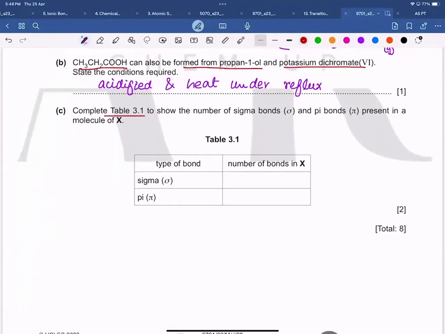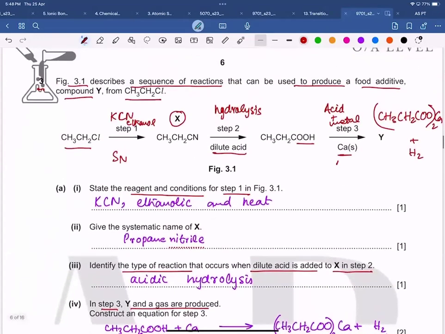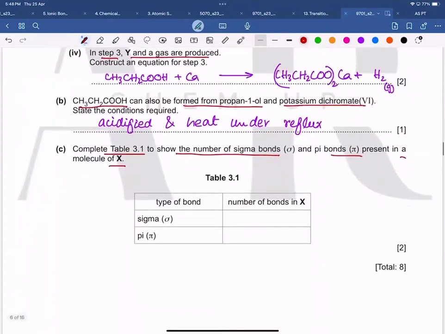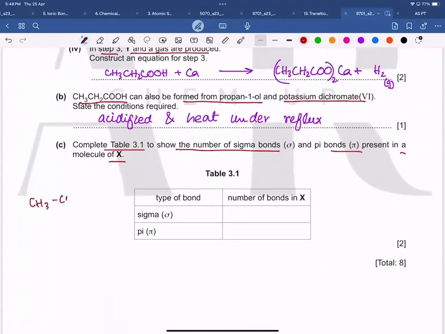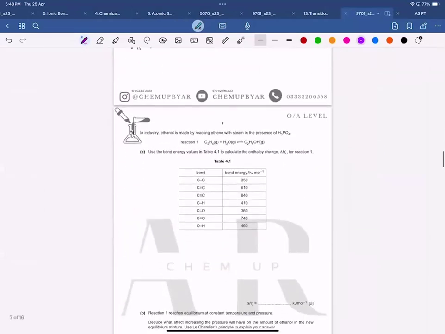Complete table 3.1 to show the number of sigma bonds and pi bonds present in a molecule of X. So what is X? X is CH3CH2CN. If we make the displayed formula, there are 3 hydrogens, 2 hydrogens, and a carbon with a triple bond. So how many pi bonds are there? Only 2. And how many sigma bonds are there? 1, 2, 3, 4, 5, 6, 7, 8. 8 sigma bonds are there. Is this clear? Okay. So we are done with 3 questions.